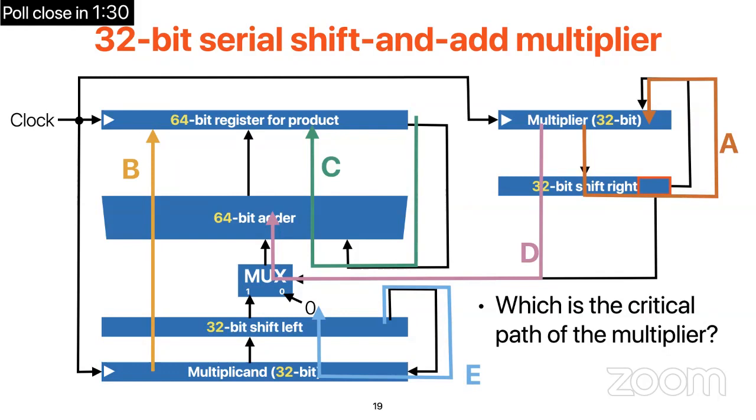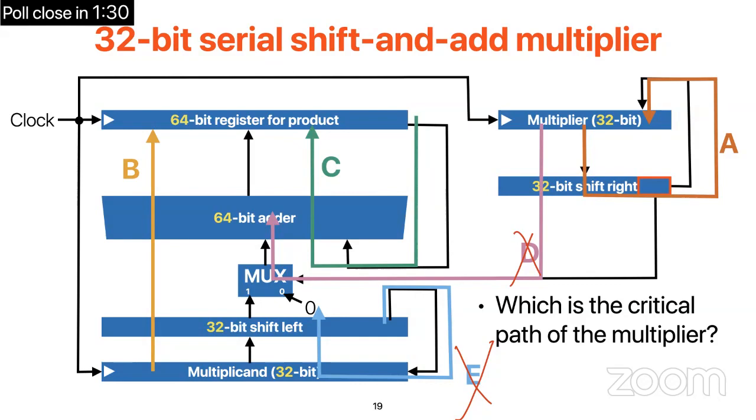Well, let's see. A goes from multiplier to multiplier, so it qualifies. B goes from multiplicand to a product register, so that's fine. C goes from product register to product register, so it's fine. D goes from the multiplier to the product to the 64-bit adder, so it doesn't qualify. E goes from the 32-bit shift left to the 32-bit shift left, so it also doesn't count. So these two don't count. Now between A, B, C, how do I decide what is the critical path?